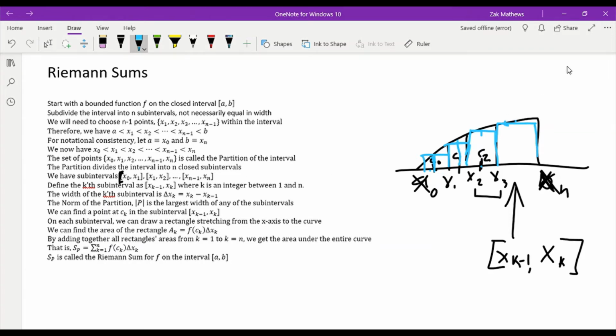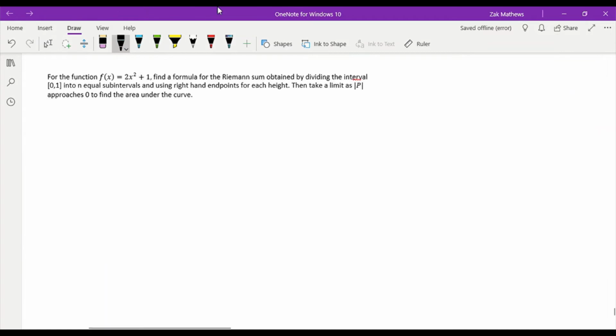So let me go ahead and set up an example. What I want to do is, for the function f of x equals 2x squared plus 1, I want to find a formula for the Riemann sum obtained by dividing the interval 0 to 1 into n equal subintervals and using right-hand endpoints for each height. Then we're going to take the limit as the partition approaches 0 to find the area under the curve. Let's start by just finding that Riemann sum.